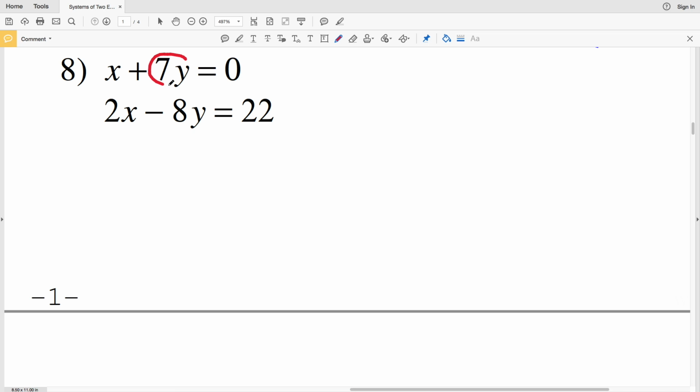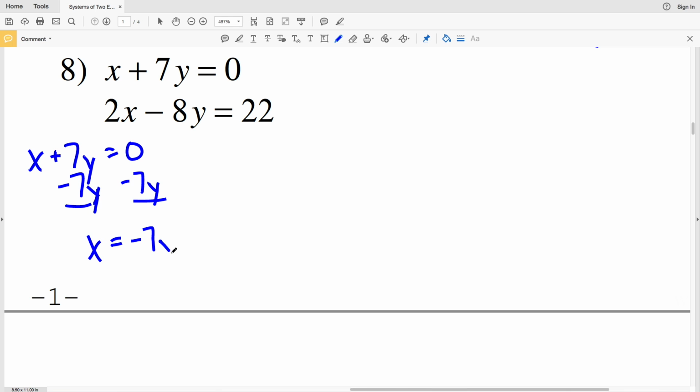In number 8, I'll go ahead and subtract 7y from both sides in my first equation. So I'll have x plus 7y equal to 0, and if I subtract 7y from both sides, I get that x is equal to negative 7y.